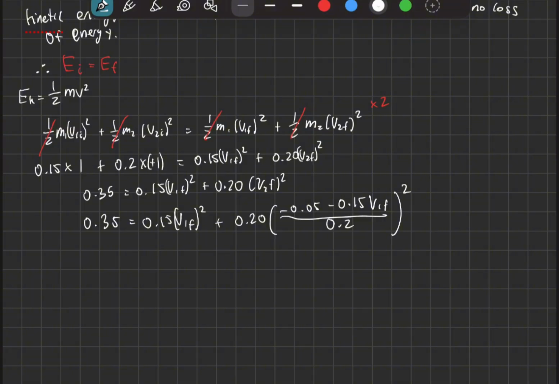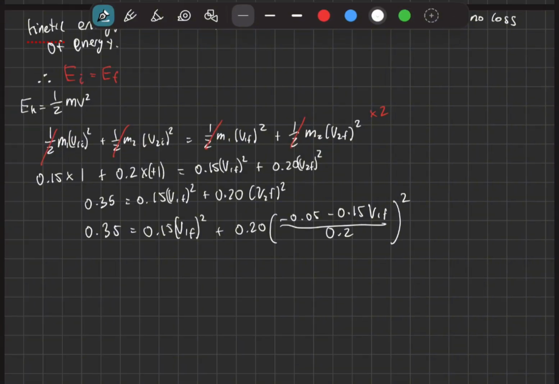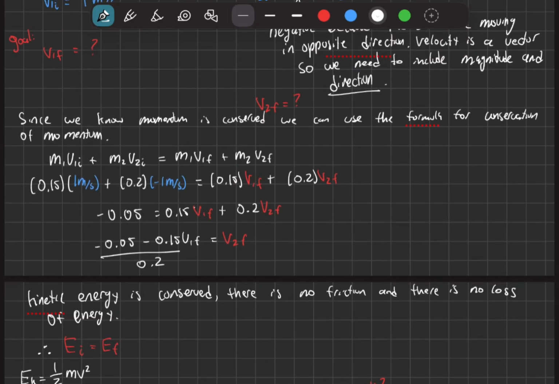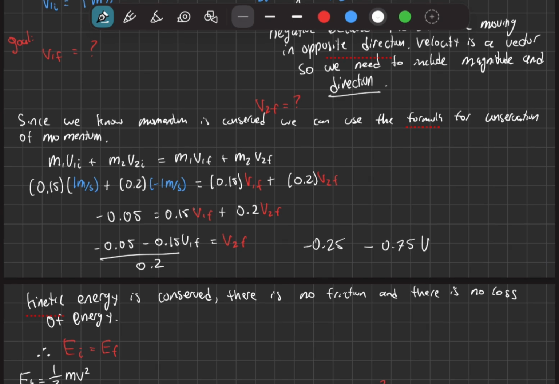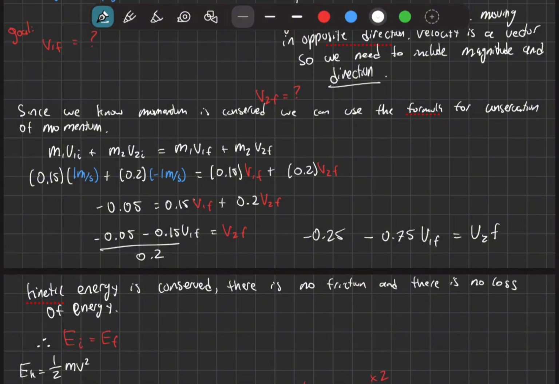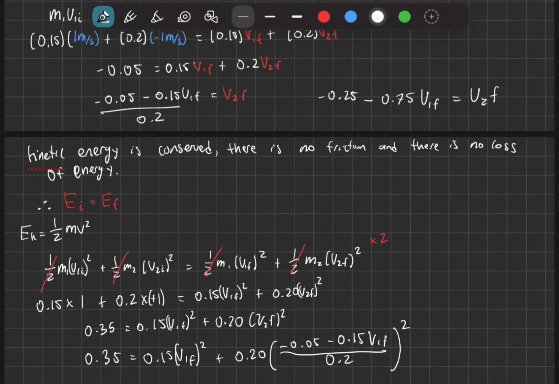in terms of only the final velocity of mass 1. It is easier if we distribute the fraction into the actual numbers, and if we do so, we'll get negative 0.25 minus 0.75 V1f, which is the final velocity for mass 1. And that's all equal to the final velocity of mass 2.